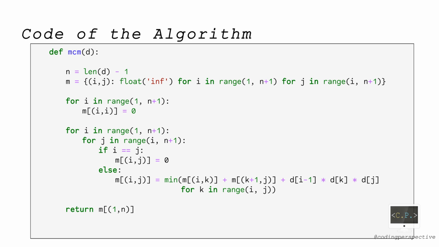To solve the simple example I described at the beginning of this video, we need to create a list P like this. I assure you that when we run MCM function with this list P, we obtain the solution as 3500. I recommend you try and see it by yourself.